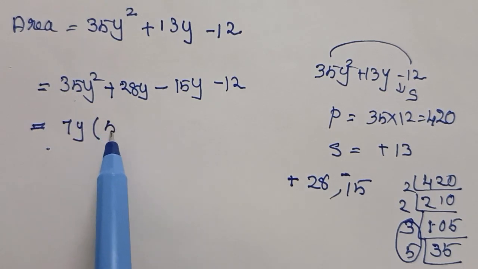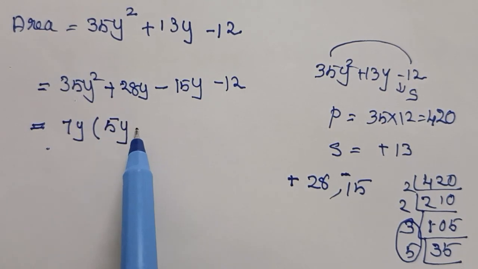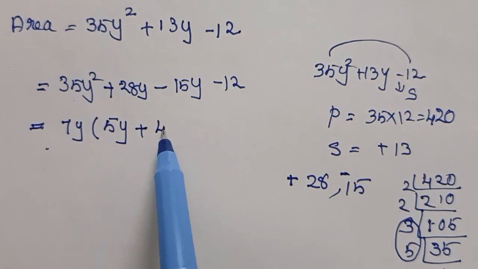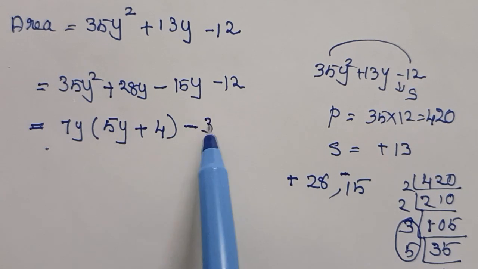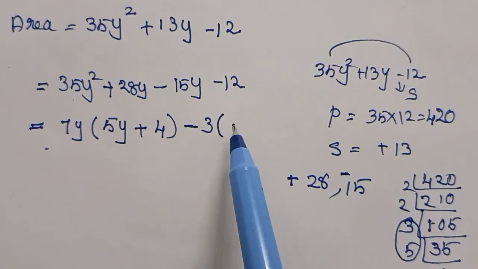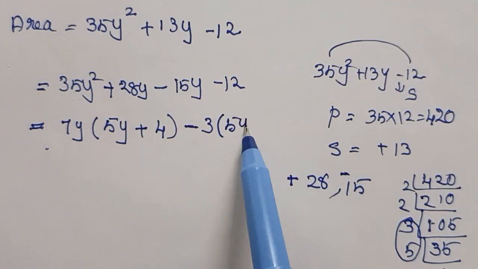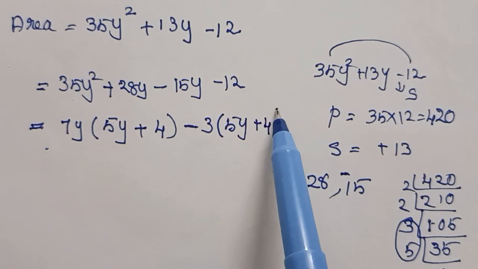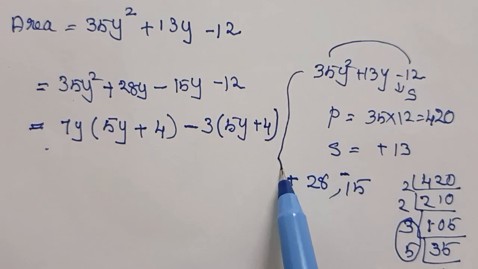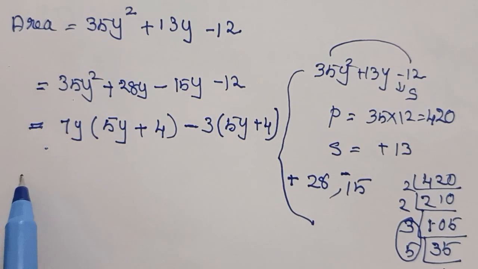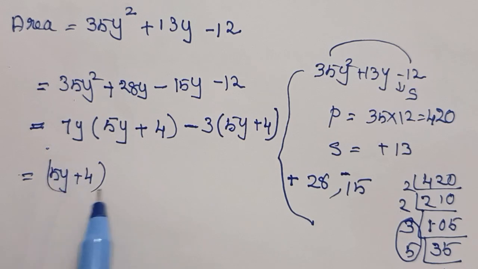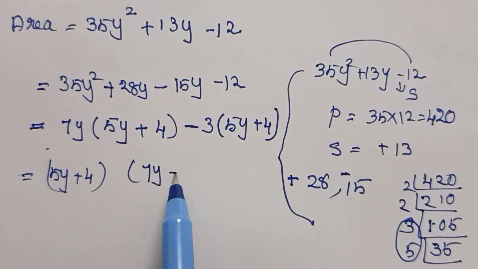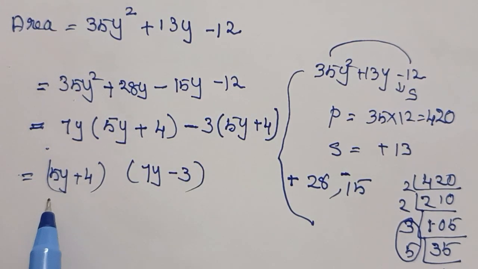7y into, the first one will become 5y plus, the second will become 4, minus, we can take 3 outside from 15 and 12. By taking 3 outside, again within the bracket we get 5y plus 4. Okay, 5y plus 4. That is equal to 5y plus 4 into, first remaining 7y, second remaining minus 3. 5y plus 4 into 7y minus 3.